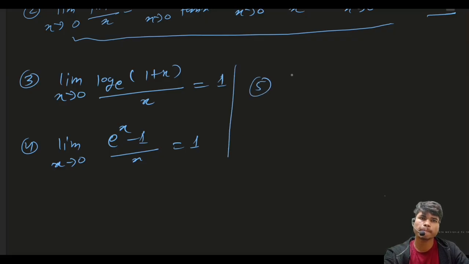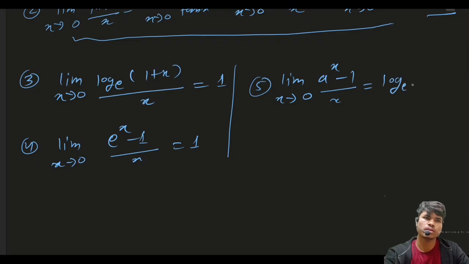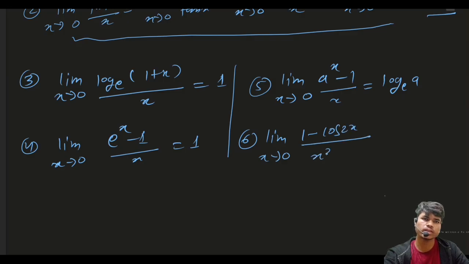Fifth, limit x tends to 0 a to the power x minus 1 divided by x equals log a. Sixth, limit x tends to 0 1 minus cos 2x divided by x square equals. Now we will see one JEE question.